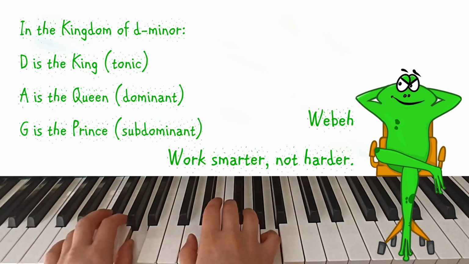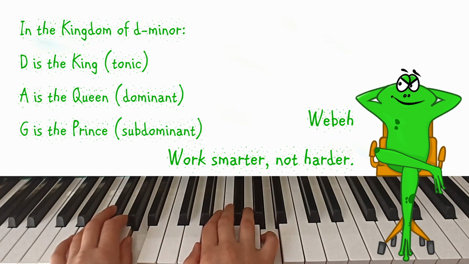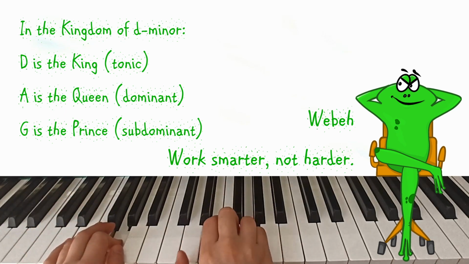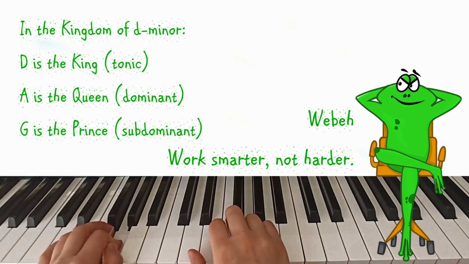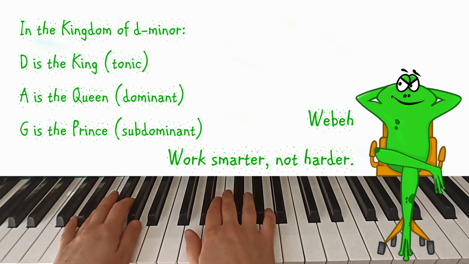1, 2, 3, 4, 5. The queen is A key. Who is their prince, their kid? G key. The subdominant, or the 4th degree. Now, let's place them in the clef palace.